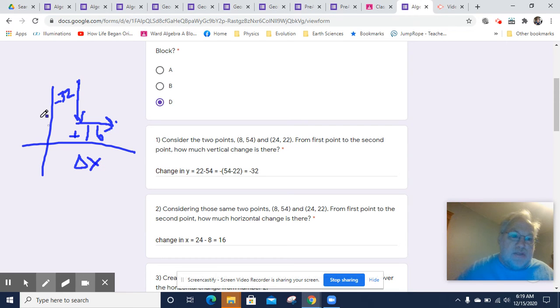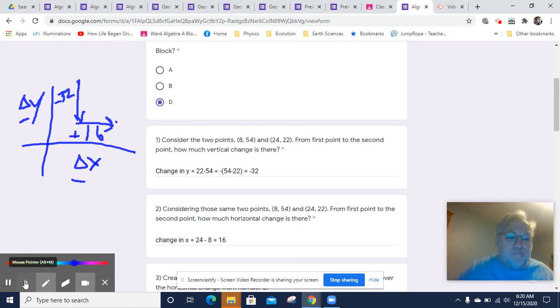Delta means change. This was my delta y. Delta y means the change in y. It's the difference in the 2 y values. This is the difference in the 2 x values. And this symbol, delta, means difference or change.